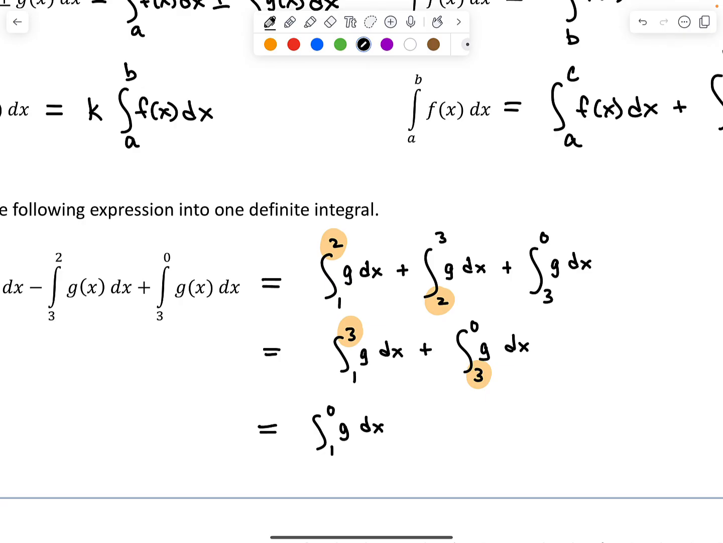And if I don't like the fact that 0 is a smaller number but it's the upper limit of integration, then you are welcome to flip this around and put 0 back at the bottom of the integral with 1 at the top, as long as you produce a negative in the process.